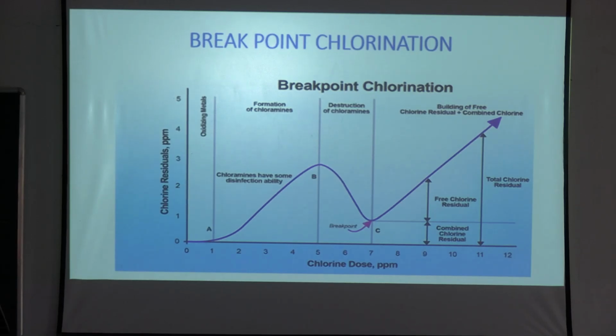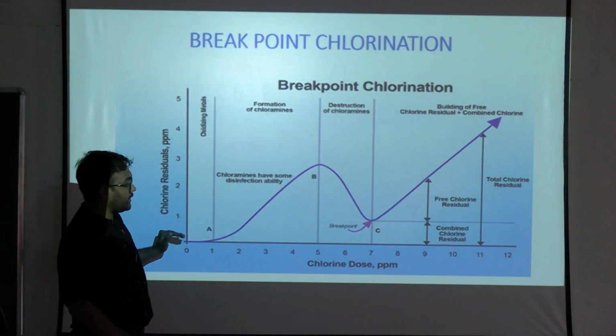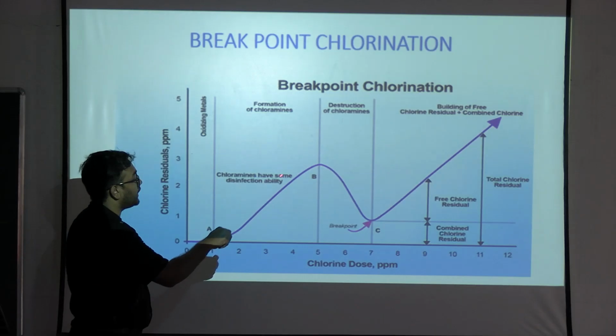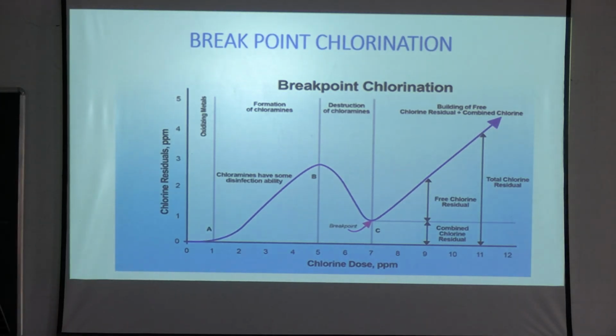But we cannot afford to have a lot of chloramines in the water. When we are having these chloramines, this chlorine that is increasing from here to here, there is no free chlorine in that. All of that is actually combined chlorine. Now, combined chlorine is not very effective, especially against viruses. So, we need some free chlorine to be there. We have to reach that point from where free chlorine starts coming.